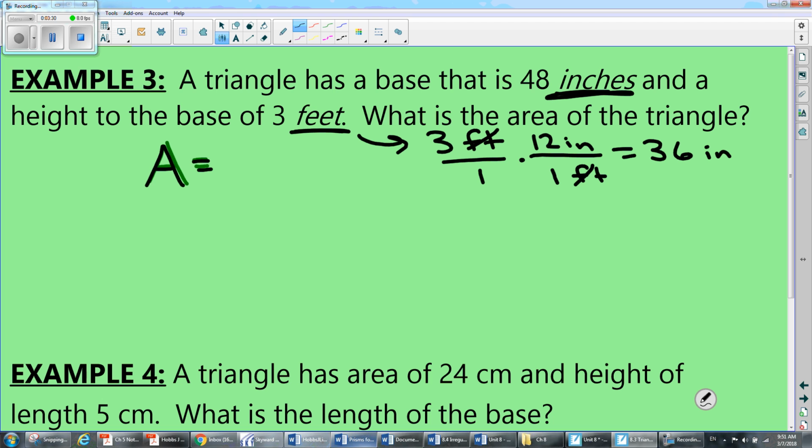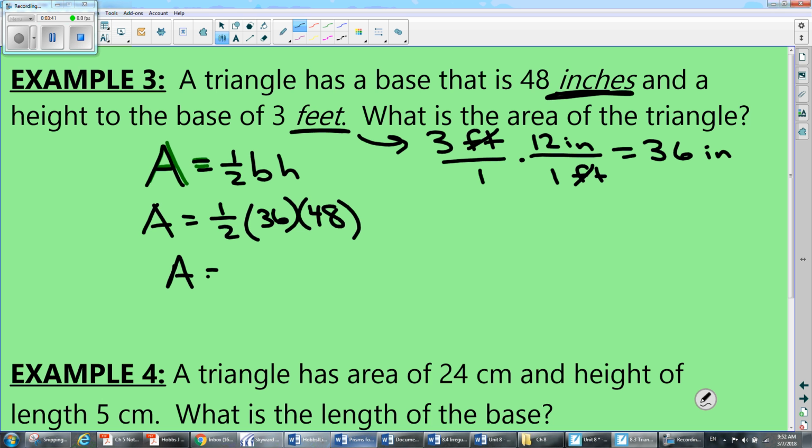So if my area is 1/2 times my base times my height, my base is now 36 inches and my height is 48. When I multiply that all together, we end up with 84 inches squared.